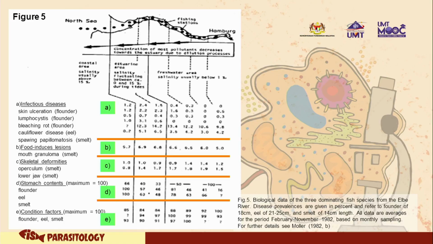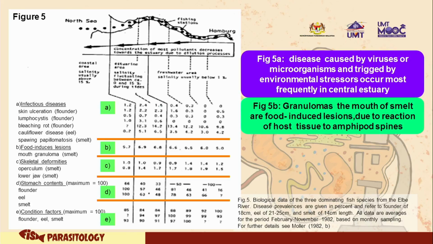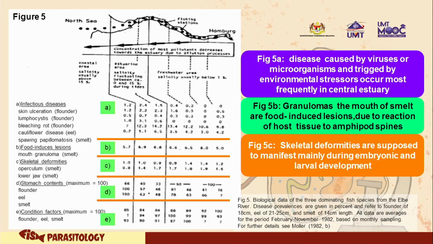Now, in figure 5a, the disease is caused by viruses or microorganisms and triggered by environmental stressors which occur in the central estuary. And figure 5b shows granulomas in the mouth of smelt, which is food induced due to the reaction of host tissues to amphipod spines. Figure 5c shows the skeletal deformities that manifest mainly during embryonic and larval development.